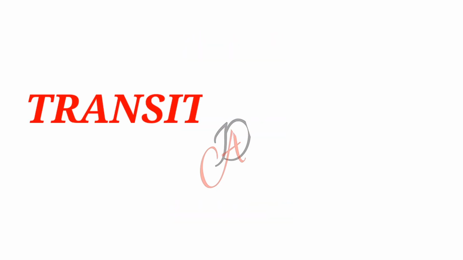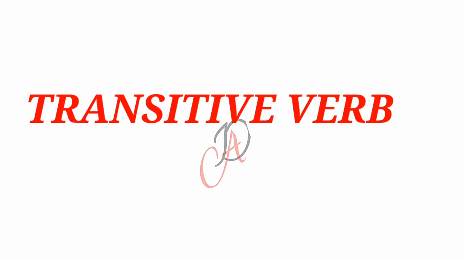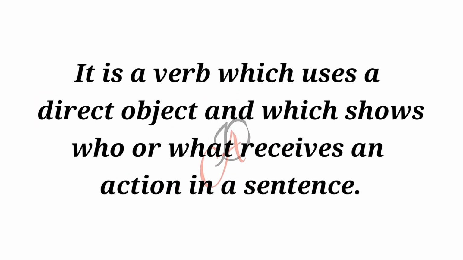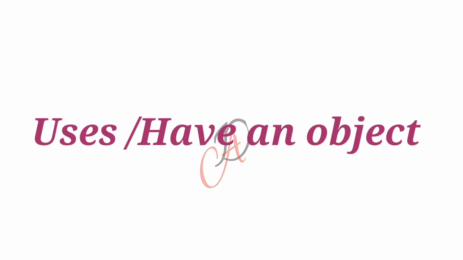The next type of verb is transitive verb. It is a verb which uses a direct object and which shows who or what receives the action in a sentence. For example, she gives a gift. In this example, gives is a transitive verb and gift is a direct object. In general terms, a transitive verb is a verb that uses an object.